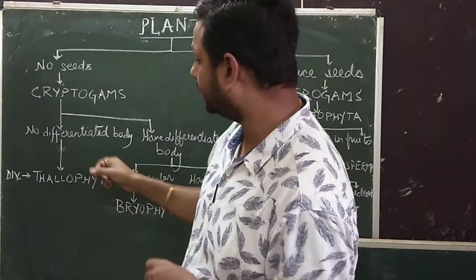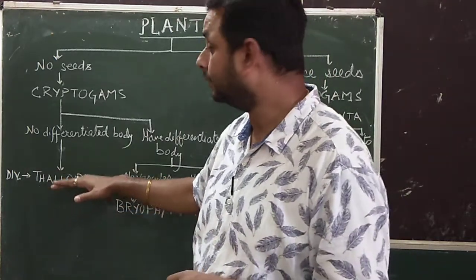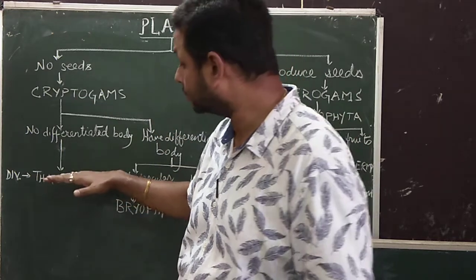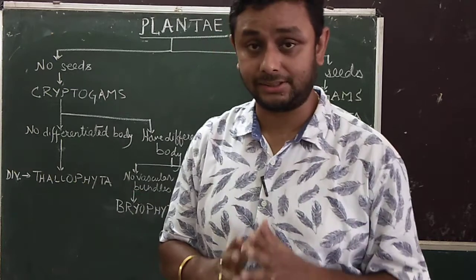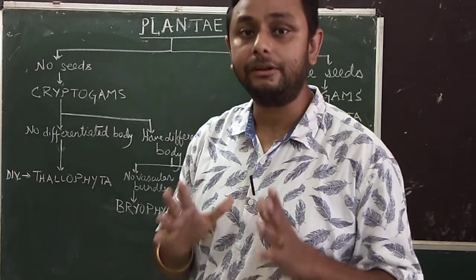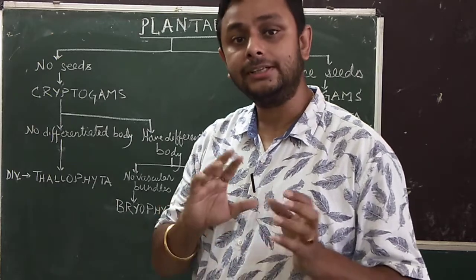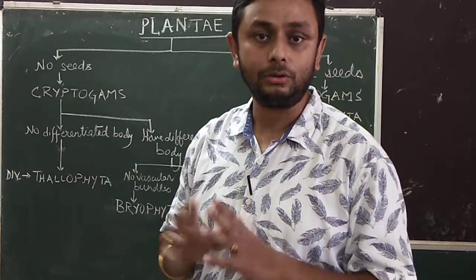So they are placed under the division. Under kingdom we have the division Thallophyta. Thallophyta comes from the word thallus. Thallus means undifferentiated. So the body is not differentiated into stem, leaves or roots.